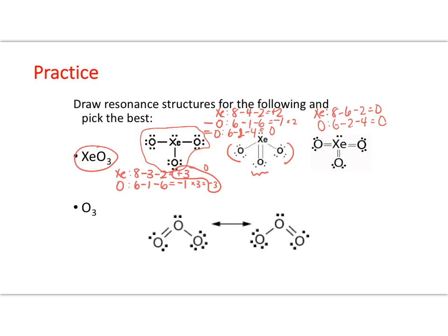So even though the first one and the third one are all symmetrical in structure, in terms of they're all bonded the same way with the oxygens, the fact that the xenon didn't exceed its octet in the first one makes it the most favorable structure. These two are actually going to be equivalent in terms of formal charge because all you did was flip the bonding around.